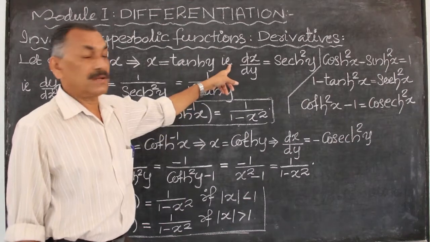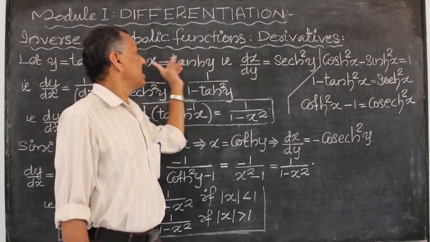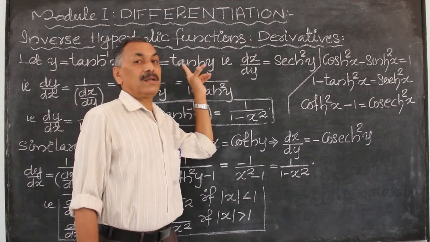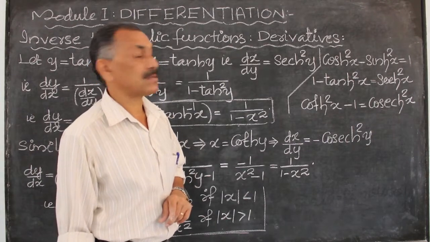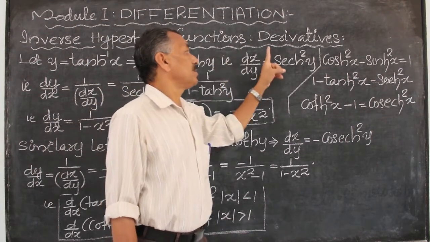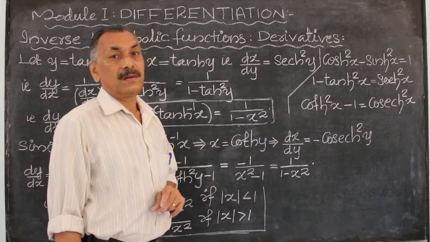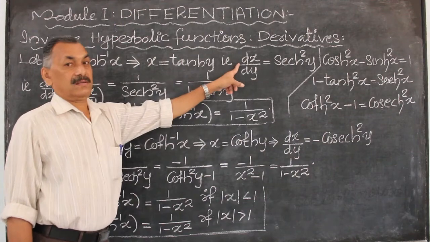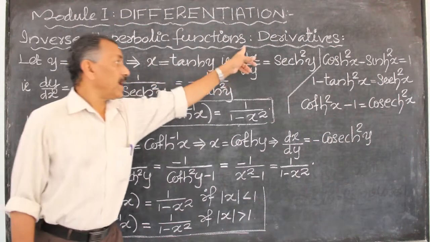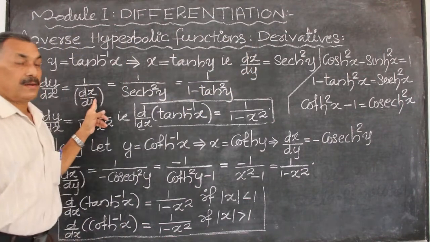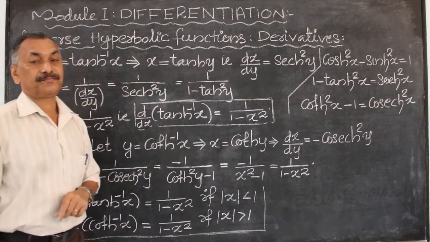Then on differentiation, what is dx by dy? Dx by dy is equal to the derivative of tan h y. Derivative of tan h x is equal to secant h square x, so derivative of tan h y is equal to secant h square y. Then dy by dx is equal to 1 divided by dx by dy, that is 1 divided by secant h square y.